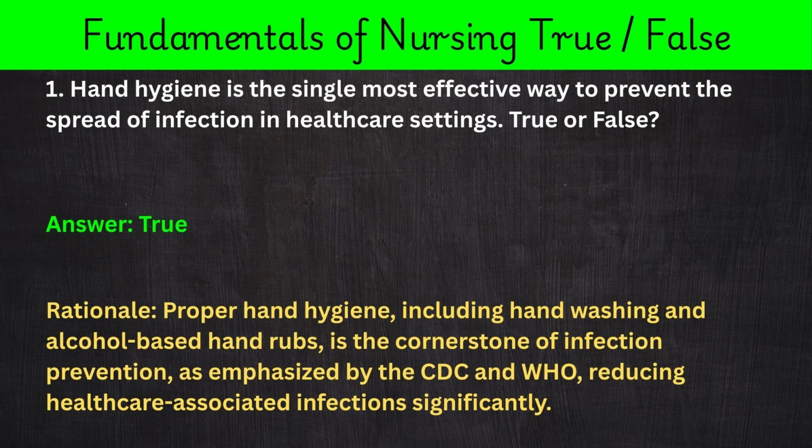1. Hand hygiene is the single most effective way to prevent the spread of infection in healthcare settings. True or false? Answer: true. Rationale: proper hand hygiene, including hand washing and alcohol-based hand rubs, is the cornerstone of infection prevention, as emphasized by the CDC and WHO, reducing healthcare-associated infections significantly.